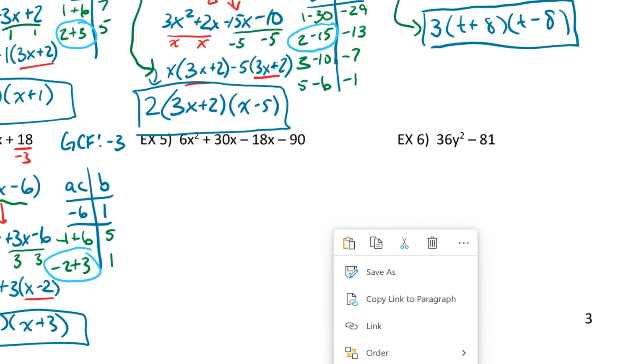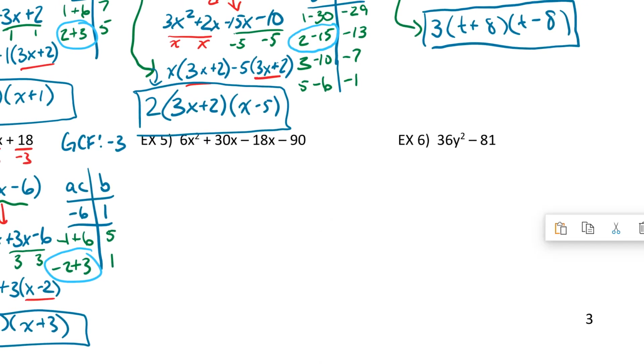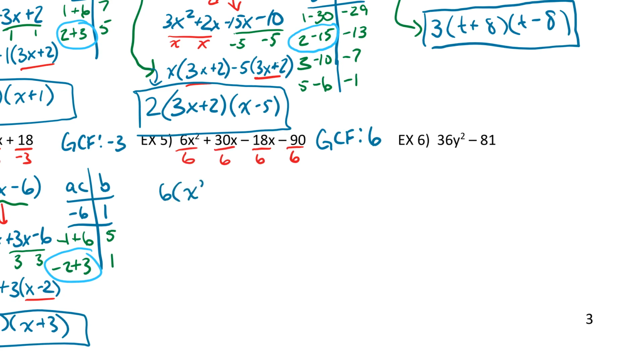All right, example 5. Oops, sorry. All right, so for example 5, we're going to be factoring this by grouping since it has 4, but first, again, we still need to look for a GCF. So the number that goes in all of these this time would be 6. So we can divide all 4 of these by 6. So we're going to have 6 times x squared plus 5x minus 3x minus 15. All right, the 6 is going to come down to our final answer.